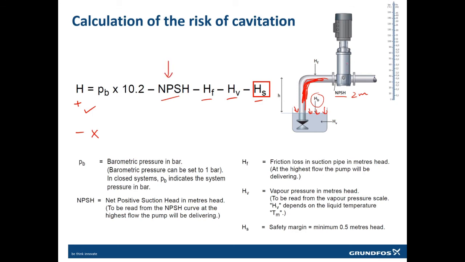That means you need to change the pump to a low NPSH pump. There are something called low NPSH pumps, where the requirement changes from 2 to 1. So your minus will reduce. That means the chances of going positive will increase. Or you need to change this friction.